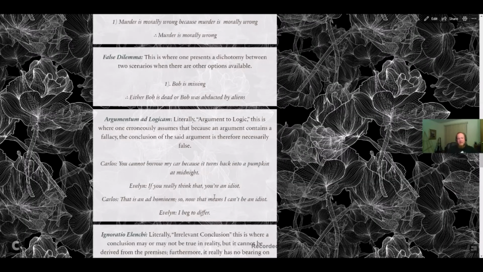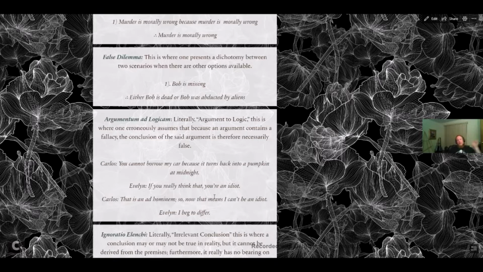Let's look at false dilemma. This is where one presents a dichotomy, or a false choice between two scenarios. Now we could have a false trilemma, we could have a false quadrilemma. This is where someone says it has to be one or the other, when other options are available.